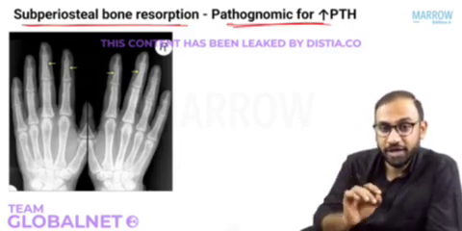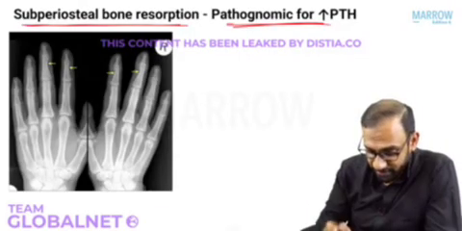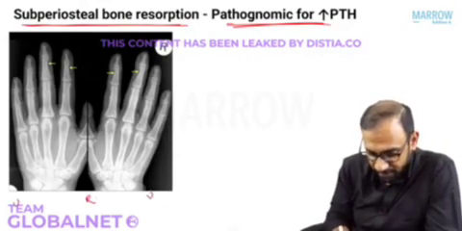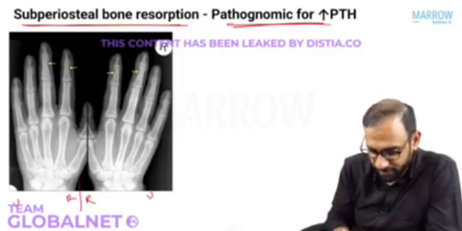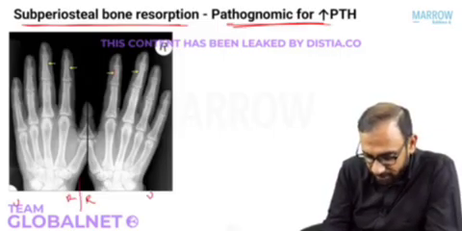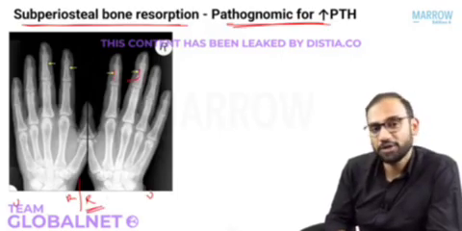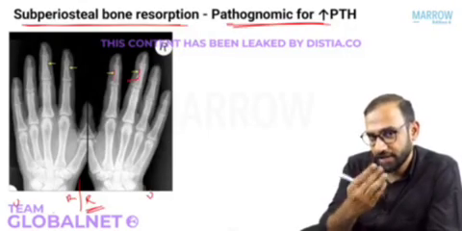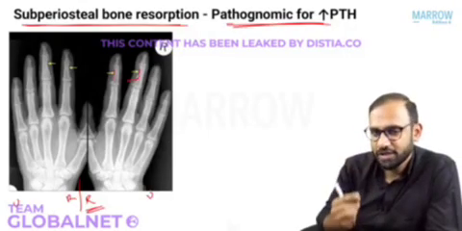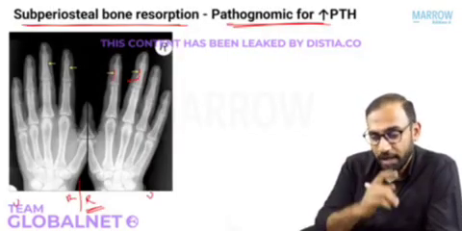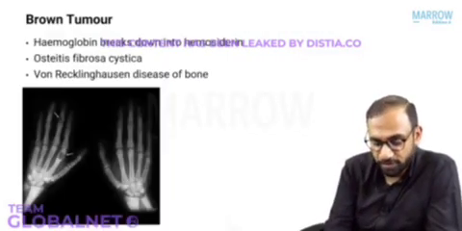But please remember, it usually occurs more on the radial side. So look at this. This is the radial side. This is the ulnar side. So this is the radial side for this hand. This is the radial side for this hand. And what are you noticing? Subperiosteal resorptions. On which side? The radial side. Okay, very, very pathognomonic. So if they show you an X-ray where there is subperiosteal phalangeal resorption on the radial side, you should think of primary hyperparathyroidism.